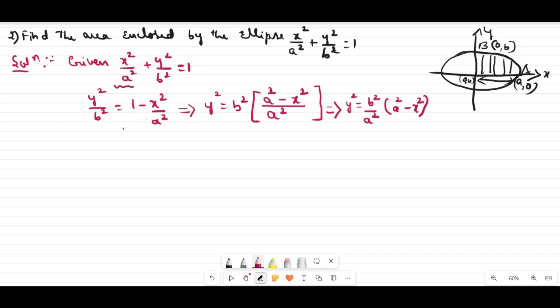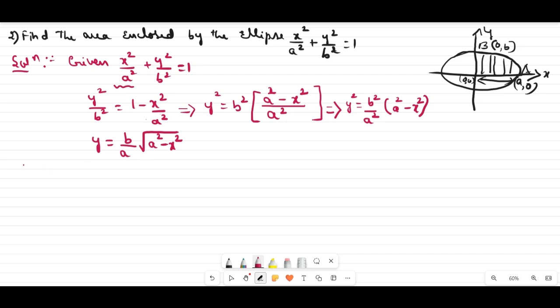What we want actually is y. So therefore y can be written as b by a into square root of a square minus x square. By taking the root on both sides, on the left hand side y square, square and root get cancelled. On the right hand side b square by a square is there, so the root along with the square will get cancelled, only b by a will remain. Next, root of a square minus x square.